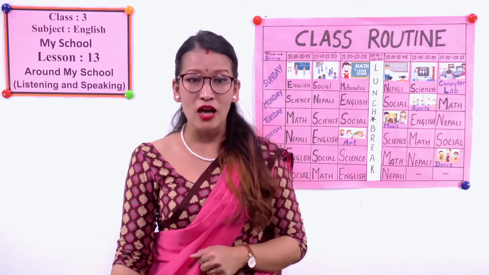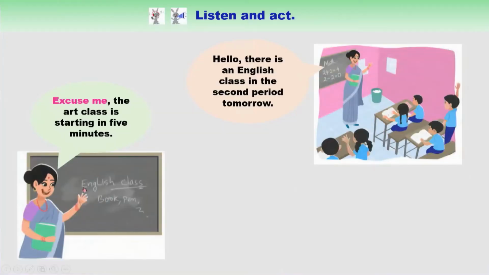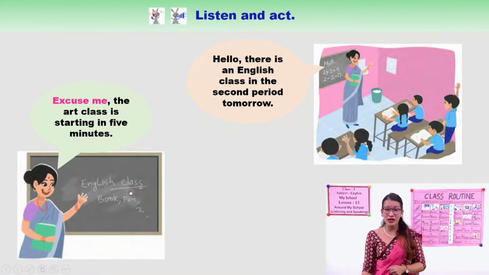Okay, children, look at this teacher. She is in English class, right? So what is she saying? Listen to me carefully, okay? Excuse me, we need to stop. Here is a comma. Excel stop karne comma bhayepachi hai. The art class is starting in 5 minutes.